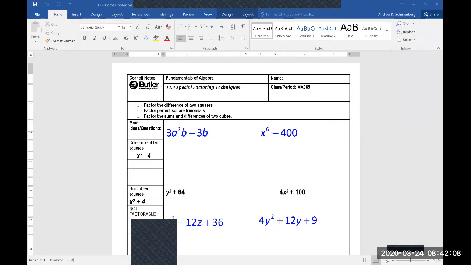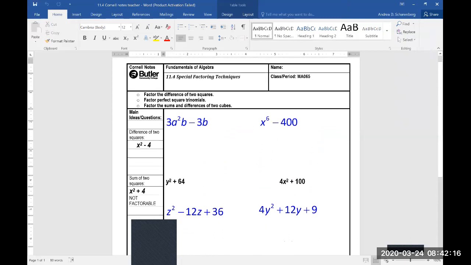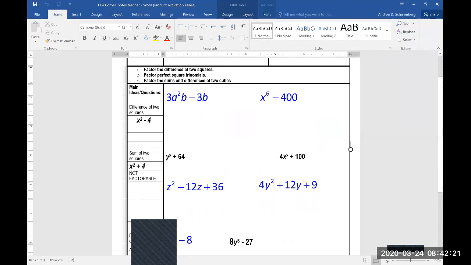And before I get started on it, I want to just review a couple things over here. 11.4 is special factoring technique. So we're going to factor the difference of two squares. We're going to factor perfect square trinomials, and we're going to factor the sums and differences of two cubes.